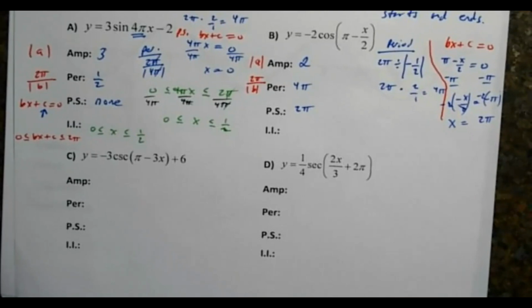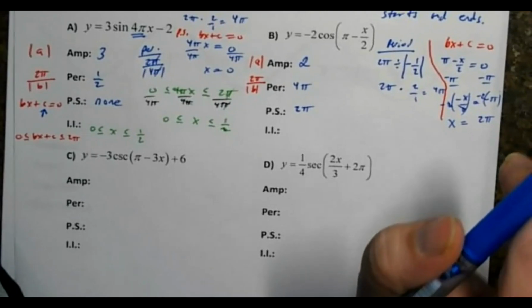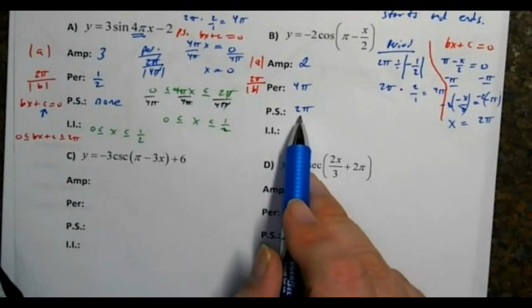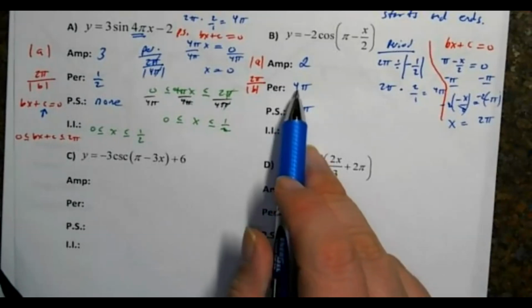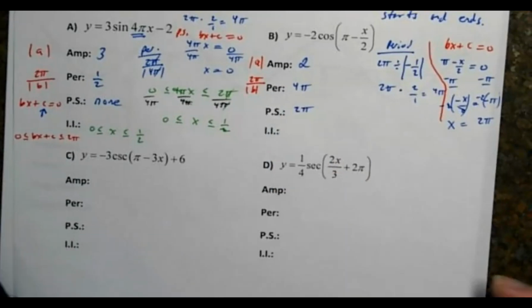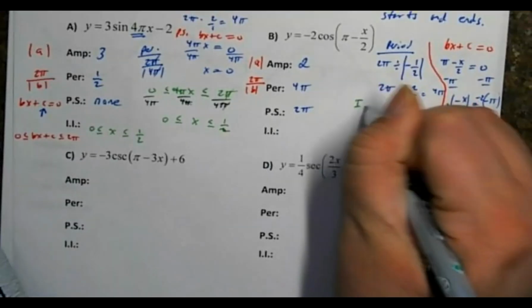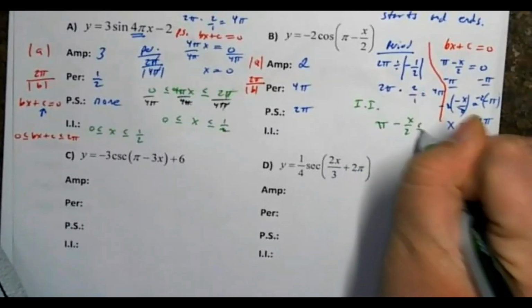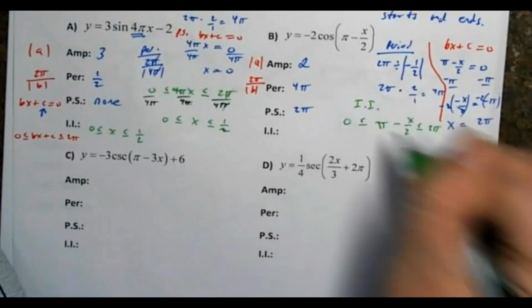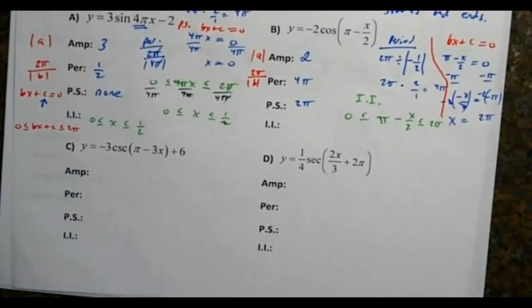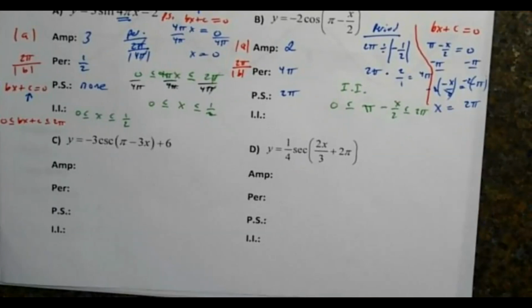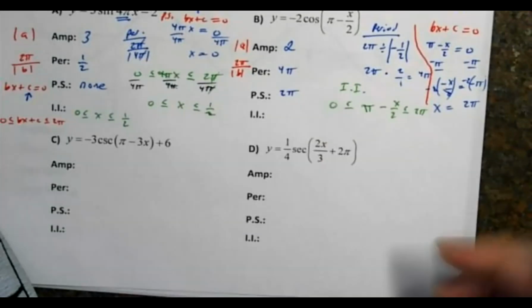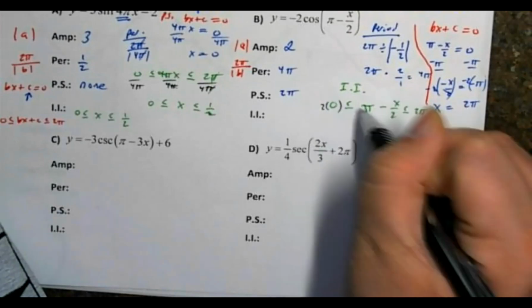Okay. Now let's think about this. Initial interval is 2 pi. Period's 4 pi. So let's think about where we're going to wind up. Initial interval. Going to take pi minus x over 2, set that between 0 and 2 pi. Now this can get rather messy. So if you're worried about this, get rid of the fractions right away. Multiply everything by 2. So let's multiply it all by 2 right now.